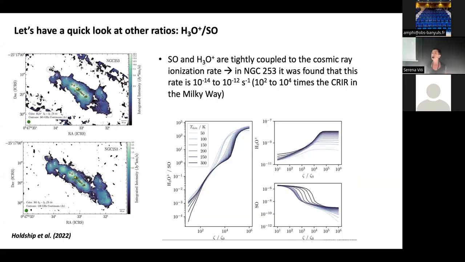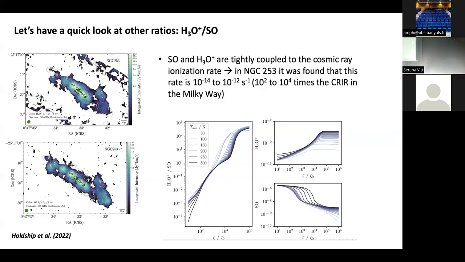Different ratios can actually be used as great tracers, but you need to interpret them properly. You remember my sketch of going from observations to radiative transfer model to chemical model. This is what you need to do if you want to interpret molecular ratios. This is another one. SO and H3O+ is being used to determine the cosmic ray ionization rate in NGC253.